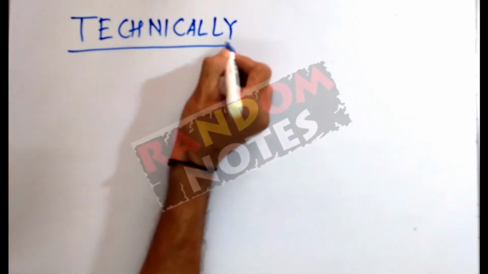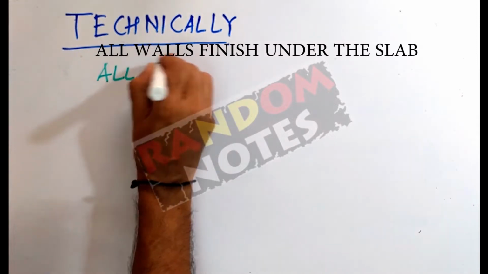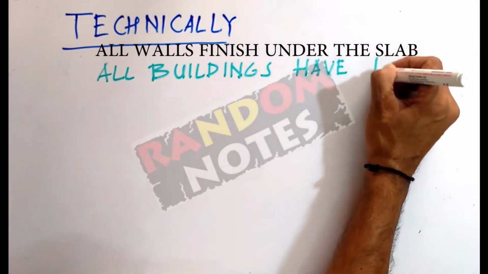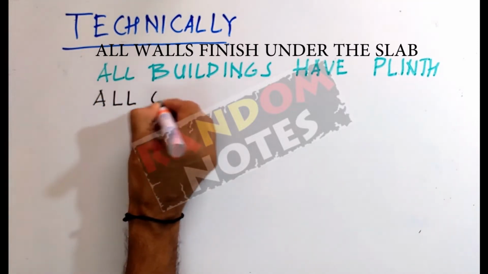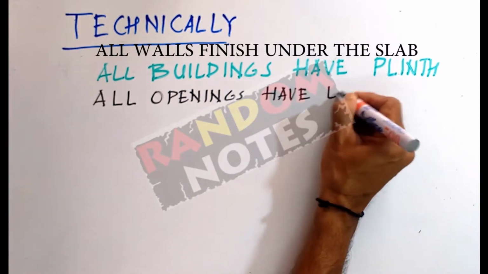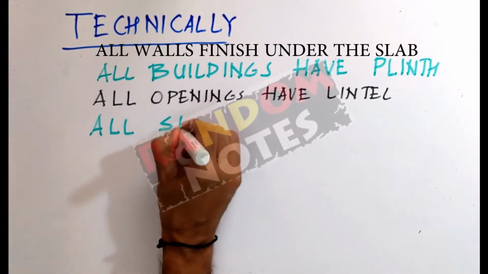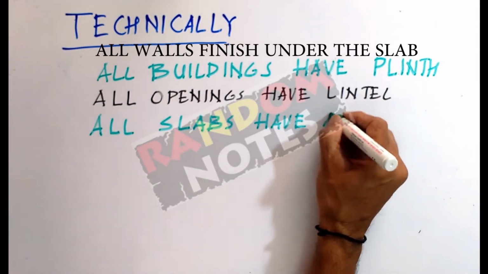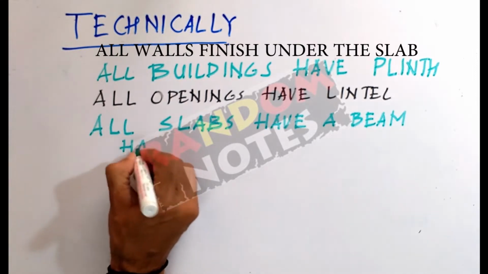First, all walls finish under a slab. This is a very common situation which students miss when they are depicting the relationship between a wall and the slab. The next is that all buildings have a plinth. All openings have a lintel on top which takes the load of the wall above. The next important thing is that conventionally all slabs have a beam which hangs down from them, and it comes at a regular interval and at the edges also.